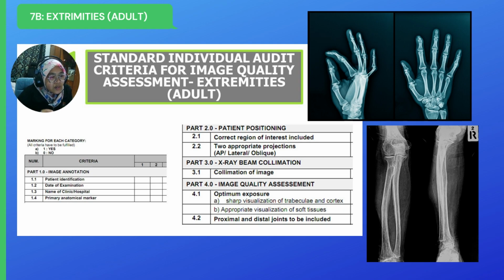So part 3 is collimation area, and part 4 is the optimum exposure, which visualizes the shape of trabecular and cortical outline and trabecular pattern, and appropriate visualization of soft tissue outline, and proximal and distal joints to be included. It means for the long bone especially, must include two joints, proximal and distal joints.